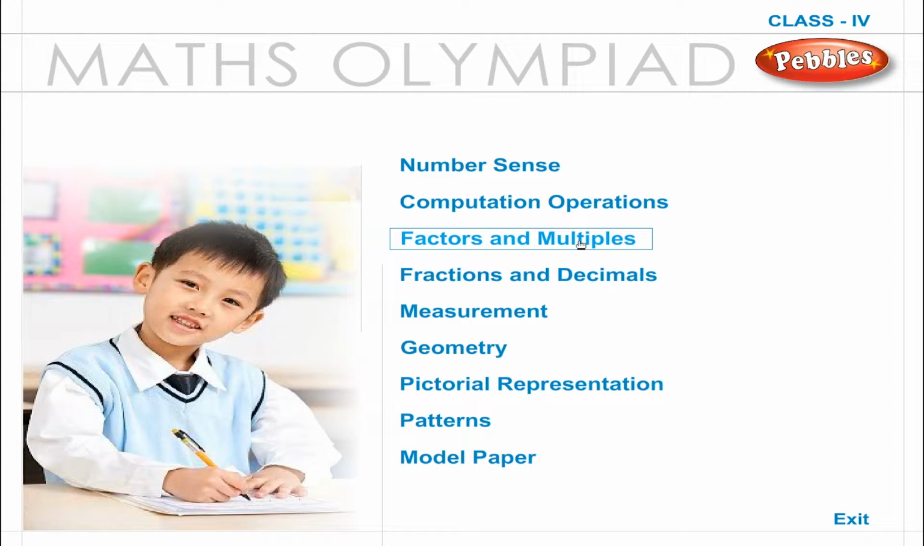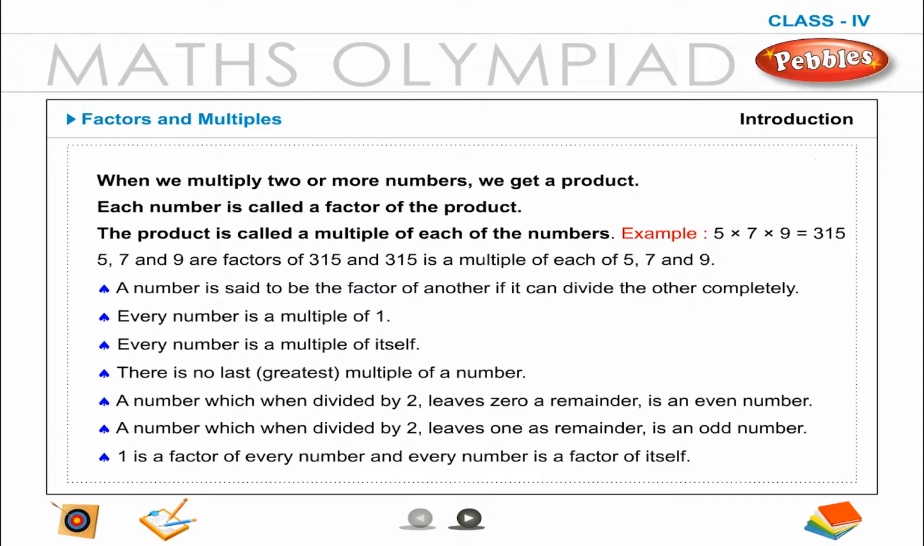Factors and multiples. When we multiply two or more numbers, we get a product. Each number is called a factor of the product. The product is called a multiple of each of the numbers.